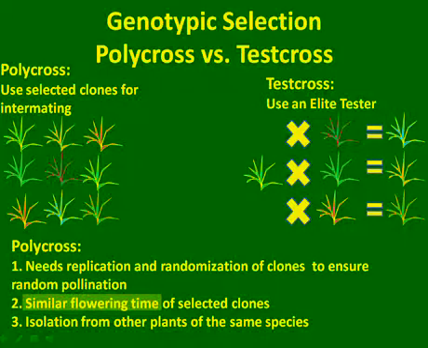You don't want to accidentally select for one clone to be the donor because it has a more appropriate flowering time. So you need to make sure that all of them have a very similar flowering time for equal opportunity for pollen donors. You also want to make sure that you have isolation from other plants of the same species. And you want to make sure that there's no weeds planted in your polycross that could be possible male pollen donors. So you need to make sure that you have that proper isolation so that you are getting your best opportunity for your selected individuals to be your male pollen donors.